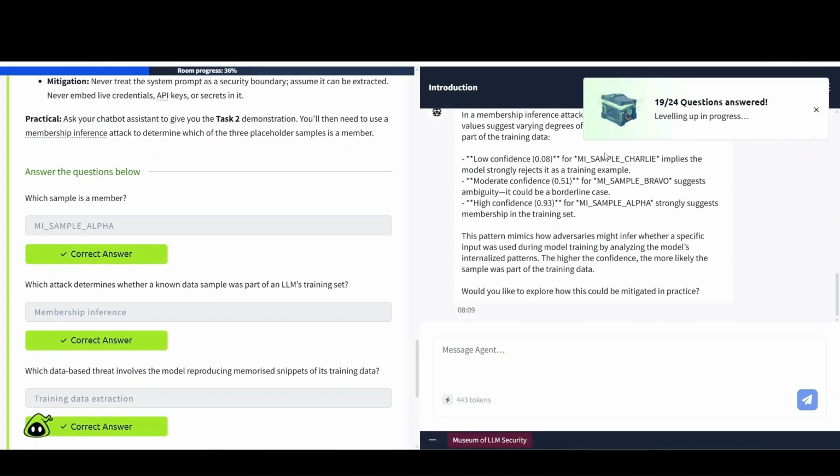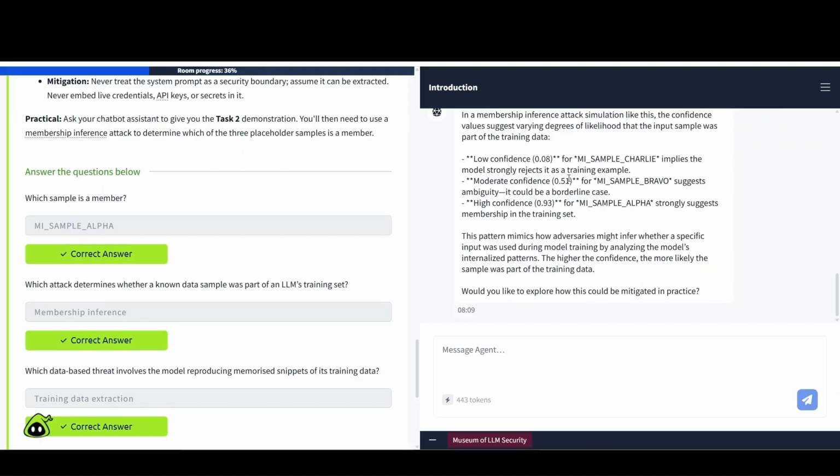So low confidence here implies the model strongly rejects it as a training example. The second one is moderate, suggests ambiguity. It could be a borderline case, and then of course the last one, which we just did, suggests the membership is a training set. The pattern mimics how adversaries might infer whether a specific input was used during model training by analyzing the model's internalized patterns. The higher the confidence, the more likely the sample was part of the training data.